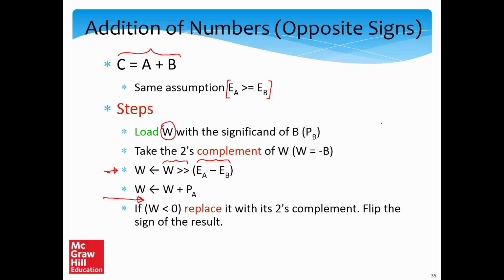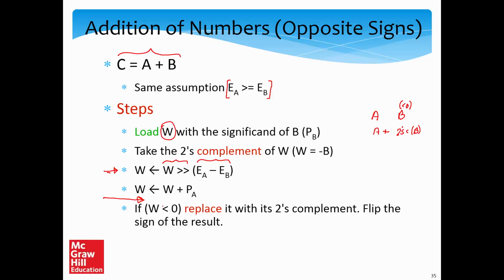Even if we were to add two numbers with opposite signs in regular arithmetic, since the significand is positive, let one number be A and let the other number be B, and B is in this case less than 0. What we would do is add A with the 2's complement of B. Right, the 2's complement of B. That's exactly what we have done. We have taken the 2's complement of W, which contains the significand of B. We have aligned the decimal points, then we perform the addition.